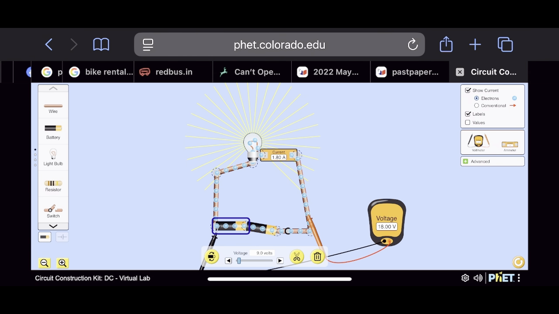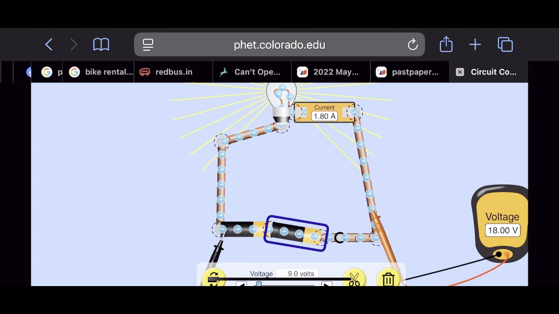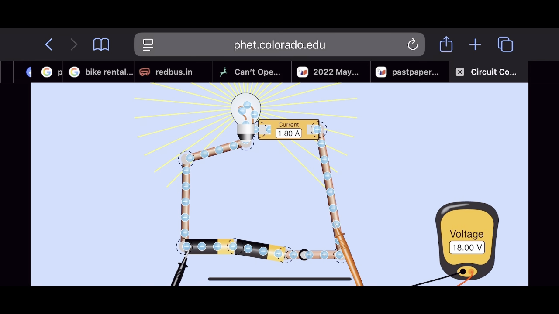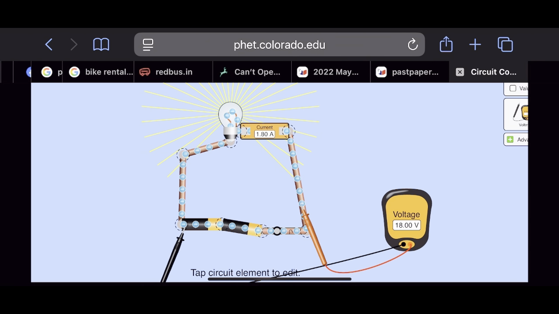When the voltage is 18, the current became 1.8. Earlier it was 9 and 0.9. Now it is 18 and 1.8. Again apply the same logic. Under serial number, write serial number 2. Write the voltage as 18 and the current as 1.8. And 18 by 1.8 will give you 10 again.